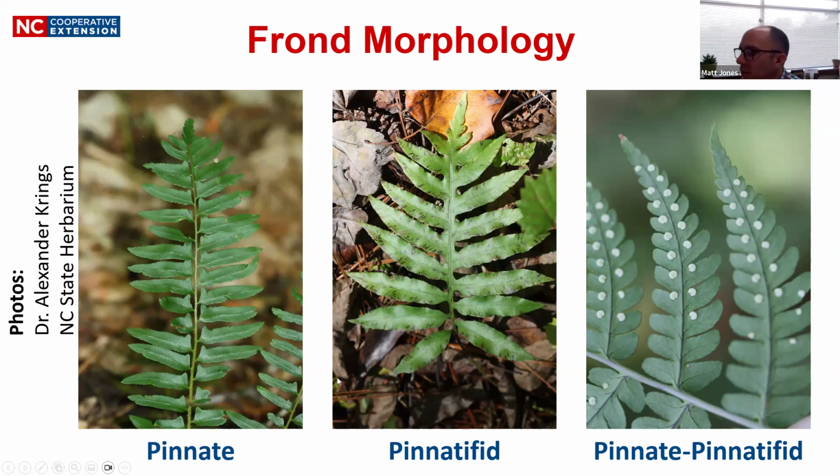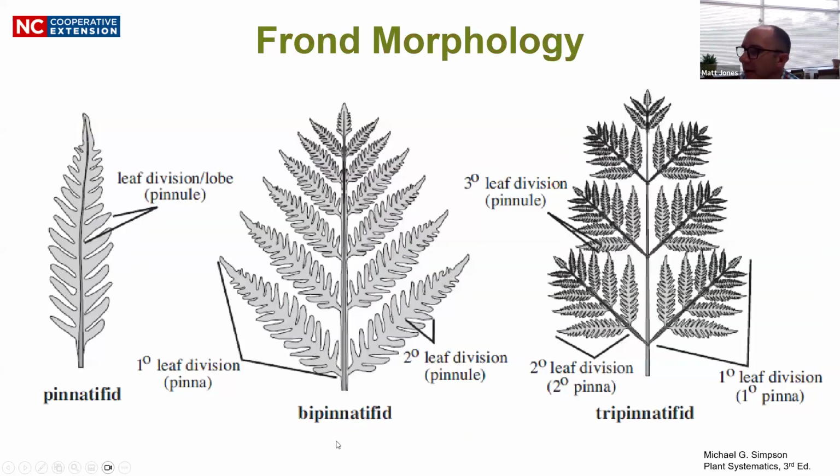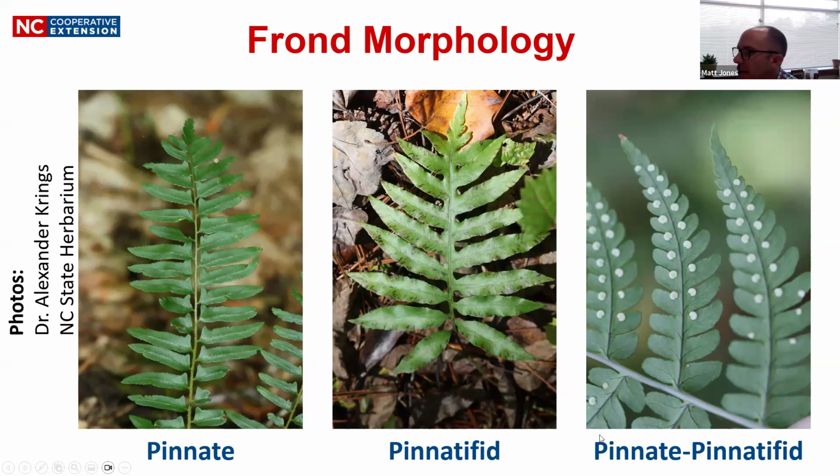Now, when you have multiple divisions, like with a bipinnate, a twice divided frond, or a tri-divided frond, then you can have combinations of both pinnate and pinnatophyte, or pinnae and pinnules. So in this example, the larger subunits are pinnate. Notice this subunit is distinct from this subunit. There's no webbing connecting them. But within this subunit, within this pinna, the pinnules are still connected. There's still that webbing. So it's said to be pinnate and then pinnatophyte.